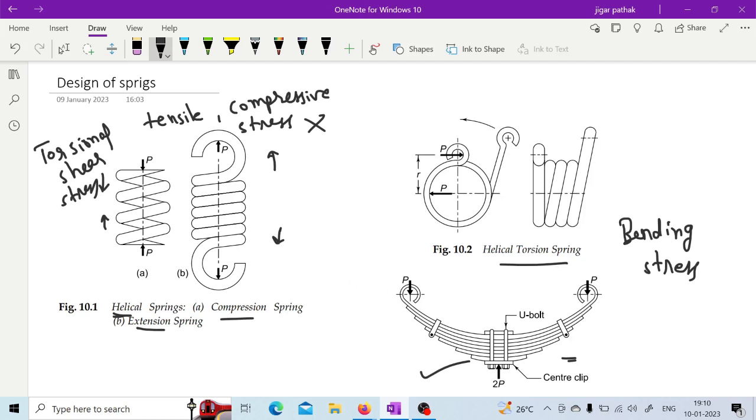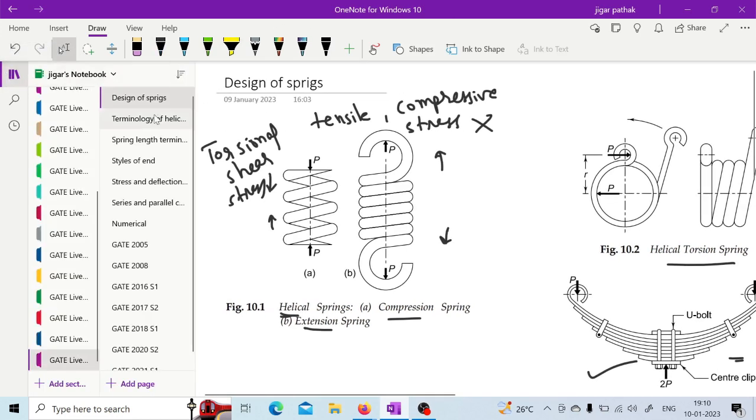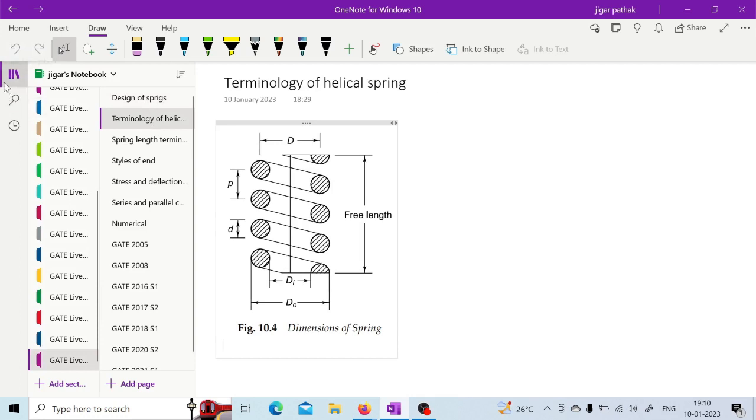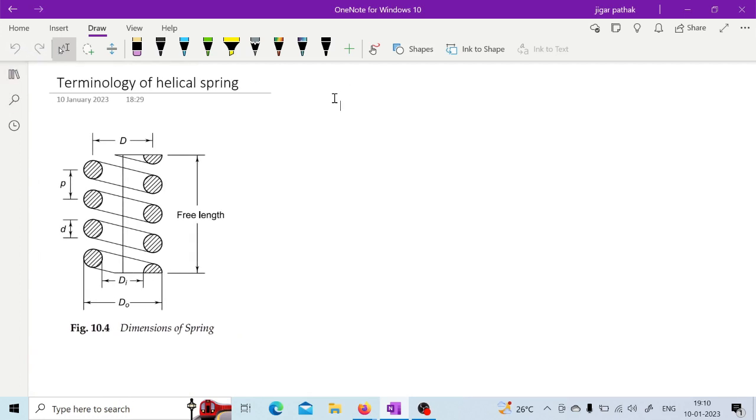So this is how the different types of springs and the nature of stress experienced by them vary. Now, if we go for the terminology of a helical spring, as you can see in this figure, various parameters are mentioned. If we start with small d, it is nothing but the wire diameter of the spring. Similarly, di and do are the inside and outside diameter of the spring coil.